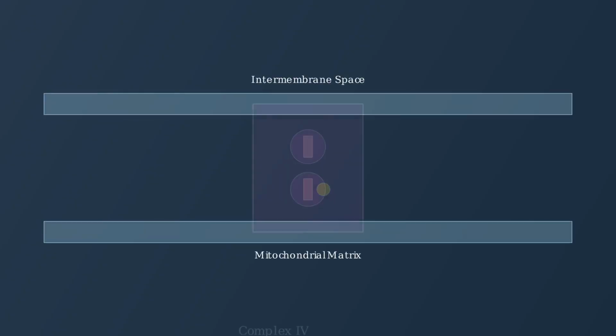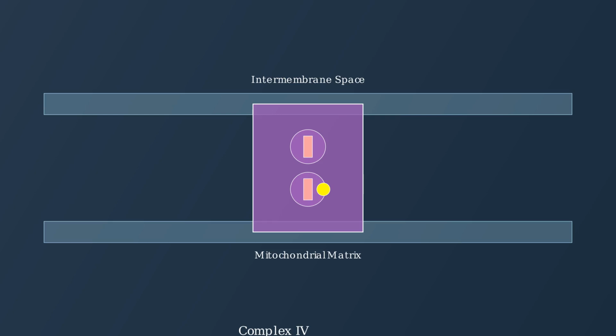Complex 4, also known as cytochrome c oxidase, is the final protein complex in the electron transport chain. It receives electrons from cytochrome c, a small protein carrier that we previously discussed. The key function of complex 4 is to transfer these electrons to molecular oxygen, which serves as the final electron acceptor in the chain. During this process, complex 4 pumps protons from the mitochondrial matrix across the inner membrane to the intermembrane space.